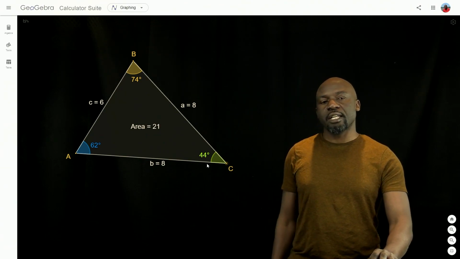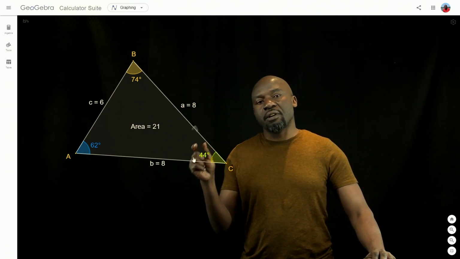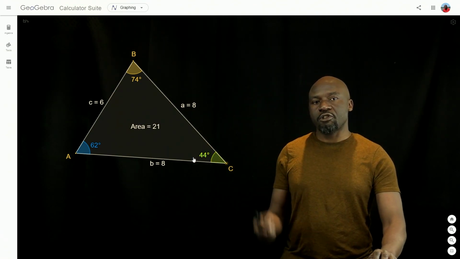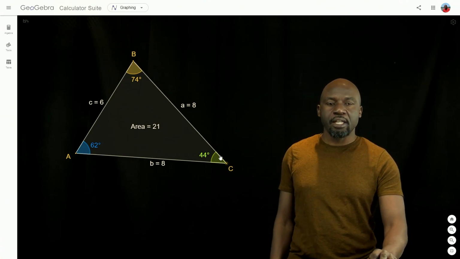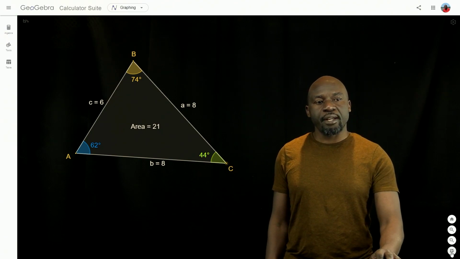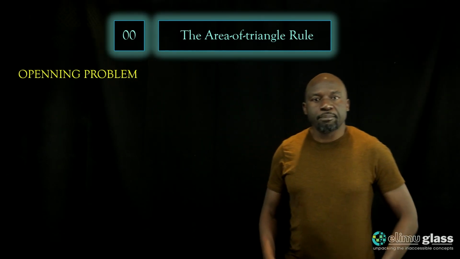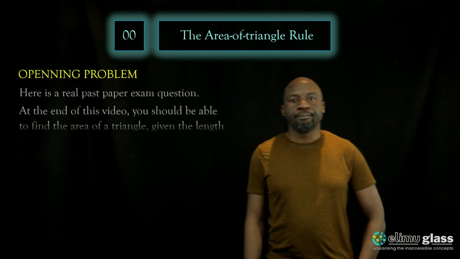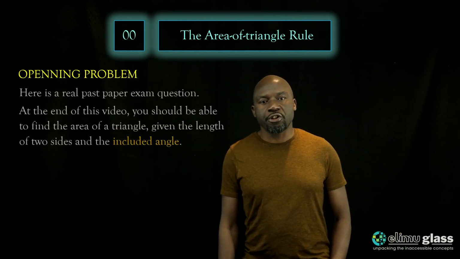So when we discuss the triangle rules, we will be looking at relationships or formulas that relate the angles to the sides and to the area of the triangle. Okay, so let's start with the area of triangle rule. Okay, yep. So here is an opening problem. This is a real past paper exam question.